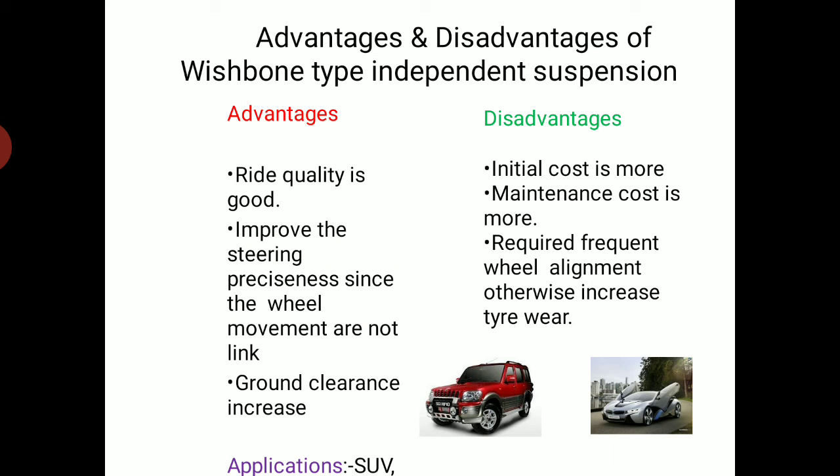So advantages of wishbone type: ride quality is good, improved steering. So ground clearance increases. So application in SUV vehicles. The disadvantages: initial cost is more, maintenance cost is more, and it requires frequent wheel alignment, otherwise increased tire wear.